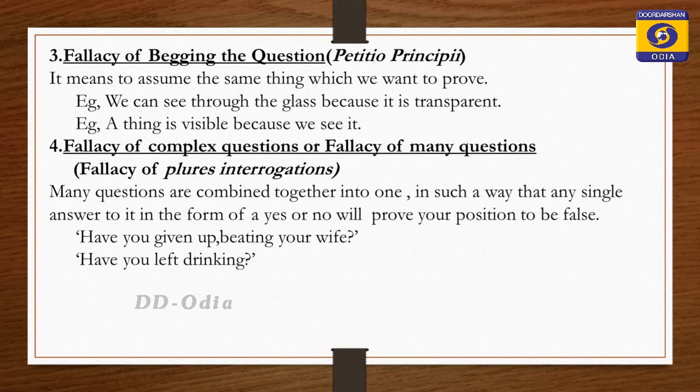Now coming to the next fallacy. Fallacy of complex questions or fallacy of many questions. This is also known as the fallacy of plurium interrogationum. Plus means many, interrogations means questions. Here different questions are combined together to form a single question.